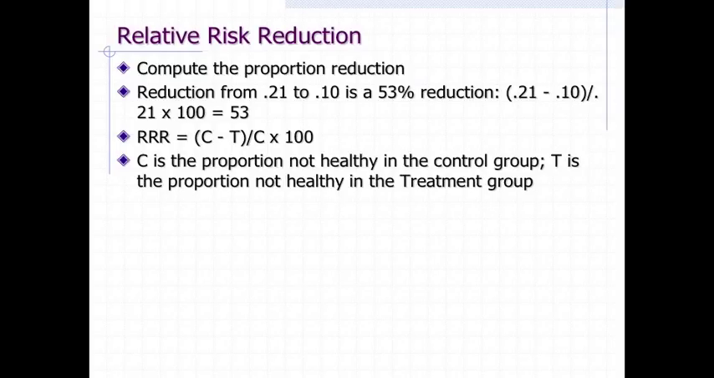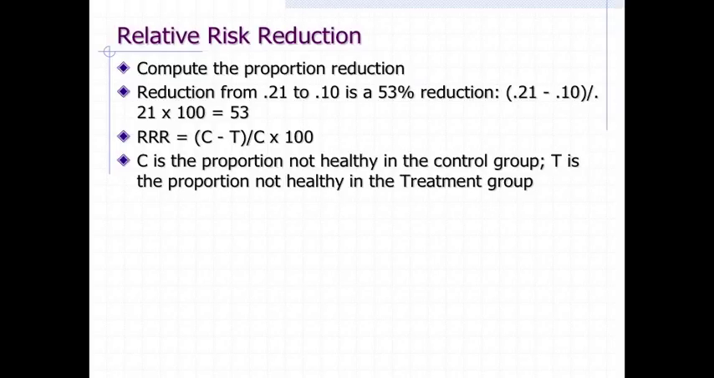Alternatively, one could measure the difference in terms of percentages. For our example, the proportion of non-healthy people on the Mediterranean diet, 0.1, is 53% lower than the proportion of non-healthy people on the AHA diet, 0.21. This value is computed as the quantity 0.21 minus 0.1 divided by 0.21 multiplied by 100, which is equal to 53%. This measure of the benefit is called the relative risk reduction, RRR.